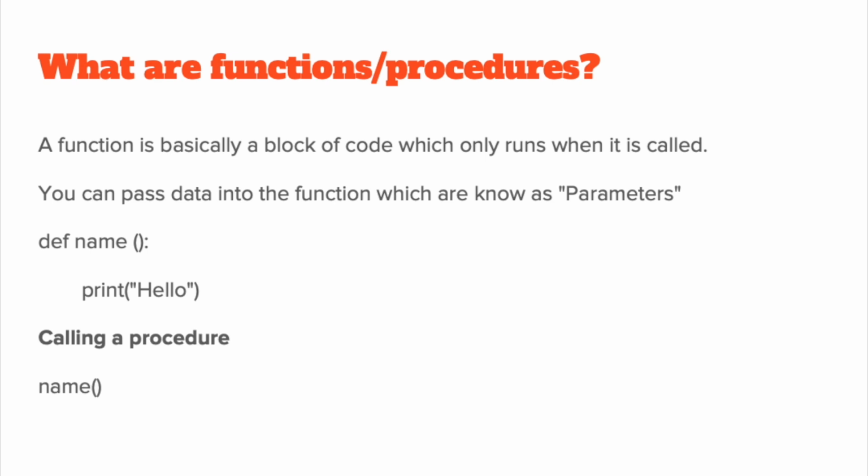If I want to use this procedure in the main program, I will have to type in name and 2 round brackets. Now, you have been using procedures and functions a lot. Remember, input brackets, print brackets, all of these are procedures and functions which have already been coded in Python's programming library, so you don't need to write them from scratch. Length of something, perhaps an array, is a function as it returns something back.